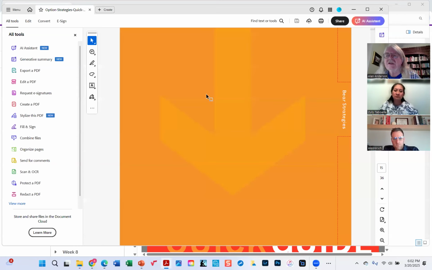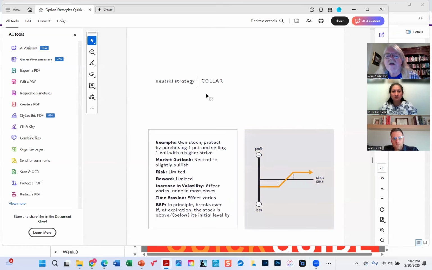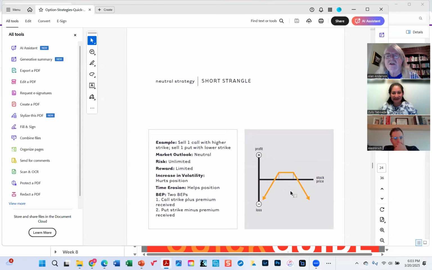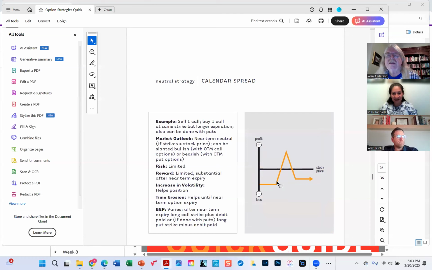And if you go through the diagrams, you'll see some of these are absolutely insane. You have to wonder why you would set something like this up. Now, there's our short straddle. We looked at that one. And this is the one where you better really mean business because there's no limit to your losses. There's a short strangle.